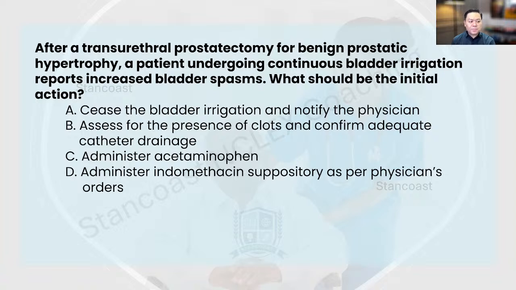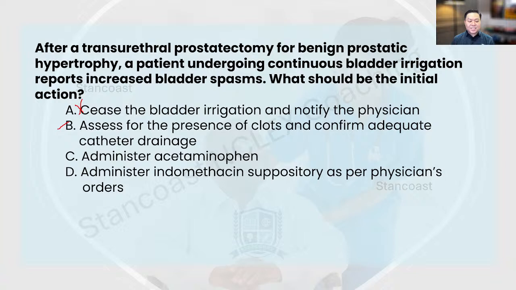So what about letter B? Assess for the presence of clots and confirm adequate catheter drainage. Did we talk about this? I believe so. We're going to pick letter B as our possible correct answer. It is because increasing bladder spasms signify that there is a presence of clots. And so we want to make sure that we are thoroughly assessing this, and that we are continuing the bladder irrigation.